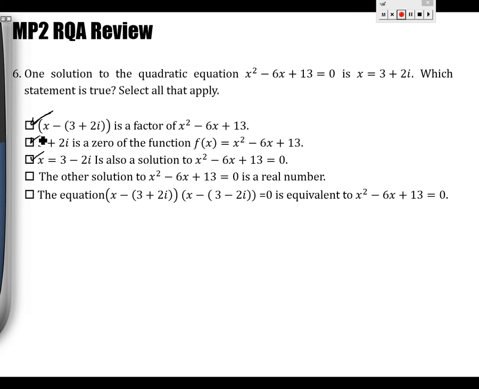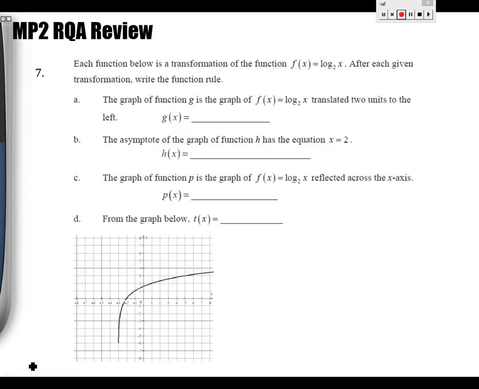I think actually this was supposed to say 3 minus 2i. Oh well, whatever. Does it say that somewhere? Oh no, here we go. Sorry, 3 minus 2i is the other zero. Sorry, I was looking at the wrong box. But then this last one is equivalent to that. I think they're all right. You can multiply it out and see, right? Okay. Check all that apply. Yes, please. All right.